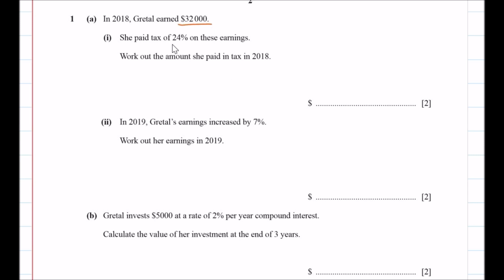This is the $32,000. We have to calculate 24% on that. So what does it mean? 24 by 100 into 32,000, and that gives us 7680. So in the answer space we will write 7680. I hope this is clear.